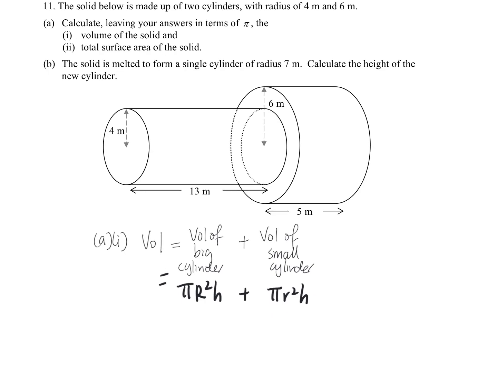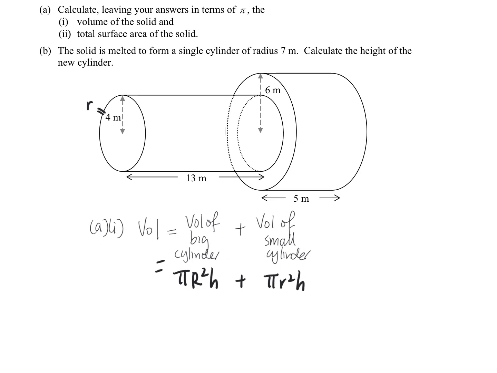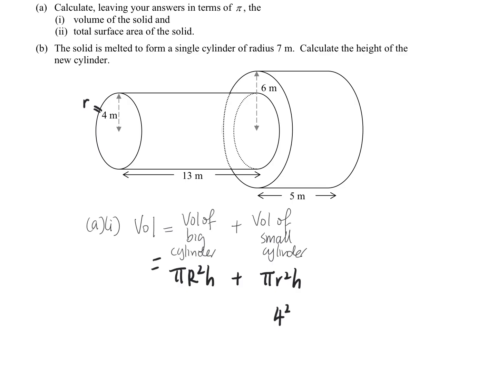So the small one has radius r. So I put in 4 square. The pi, leave it alone. Okay, the height, the small h here is 13. Maybe I use big H for the big height. So this one here, the radius is 6. And then the big H here is 5.